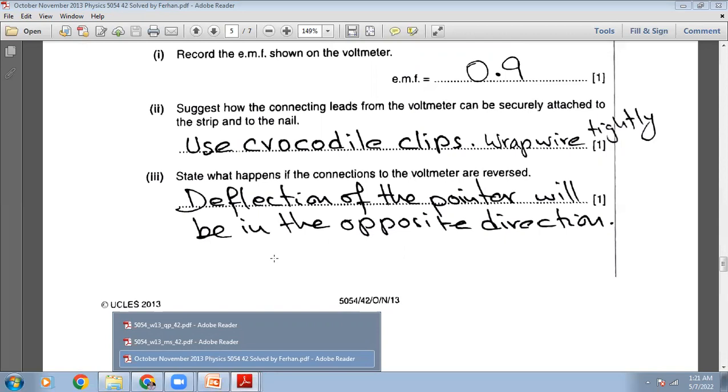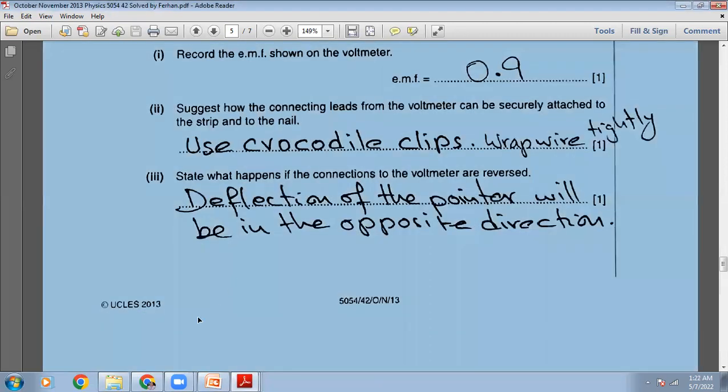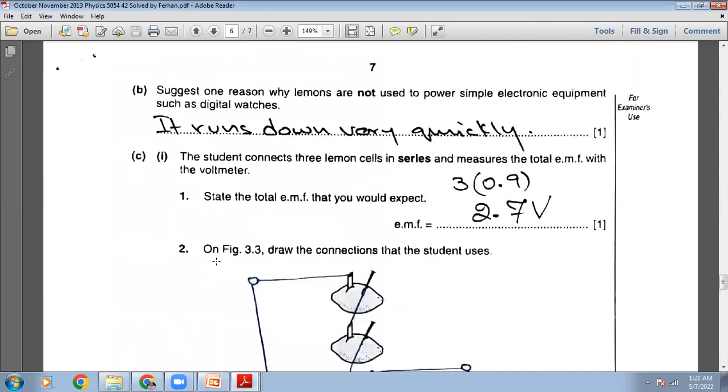If you reverse the connections with the voltmeter, the reading will still be 0.9 volt. But this time, the voltmeter was deflecting 0.9 volt towards the left, now it will deflect to the right. The reading will still be the same 0.9 volt, but it will deflect in the opposite direction. The deflection of the pointer will be in the opposite direction and the deflection will be the same, 0.9 volt.